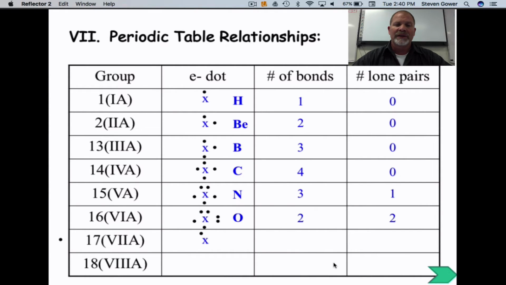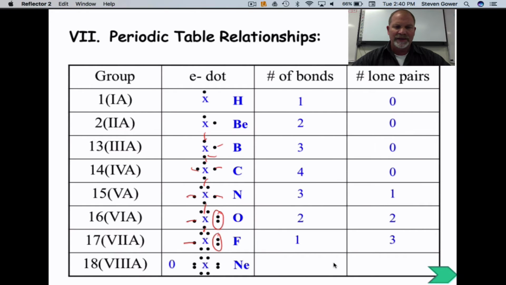Group 17, again we go through 5, we pair up once, pair up 6, and 7 pair up a third time. We see there's only one unpaired electron. So remember, it's the unpaired electron that wants to form a bond. It's these unpaired ones that want to form a bond, not the pairs. The pairs are happy. They're in a stable point, so they don't need to form bonds. So group 17 loves 1 bond and 3 lone pairs.